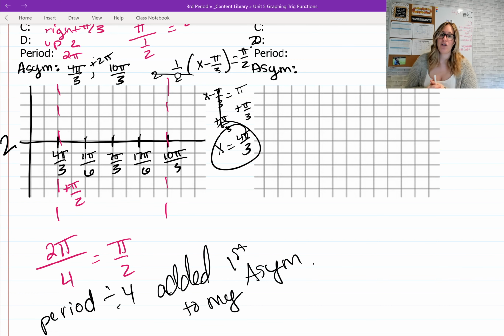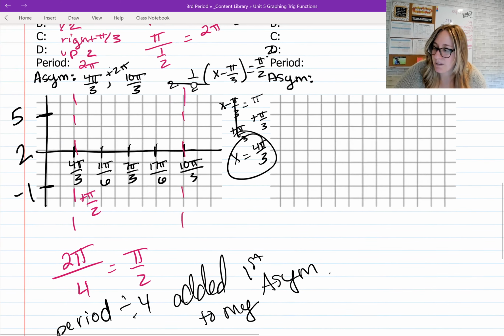That's just personal preference. You could keep this as 0 and then just make sure you can fit everything onto your graph. But I know that my amplitude means I'm going to go up 3 and down 3. So 2 plus 3 is 5, so my highest point is 5. And my lowest point is going to be 2 minus 3, which is -1. So I'm up 3 from my midline and down 3 from my midline.